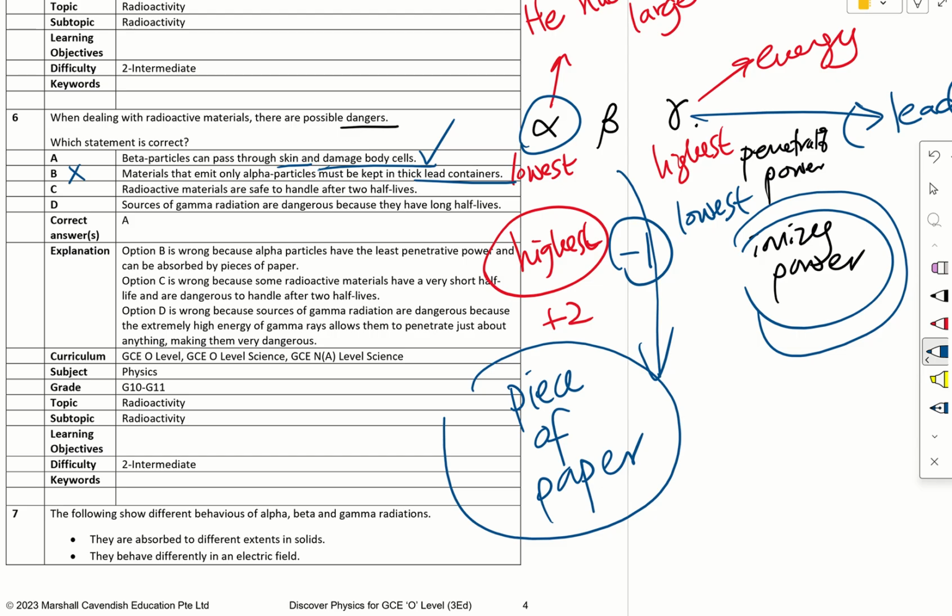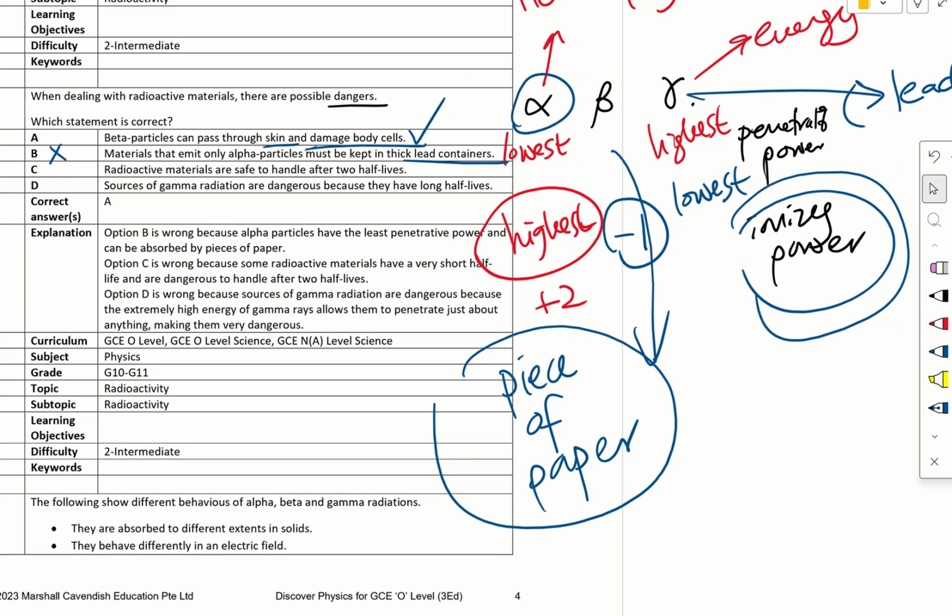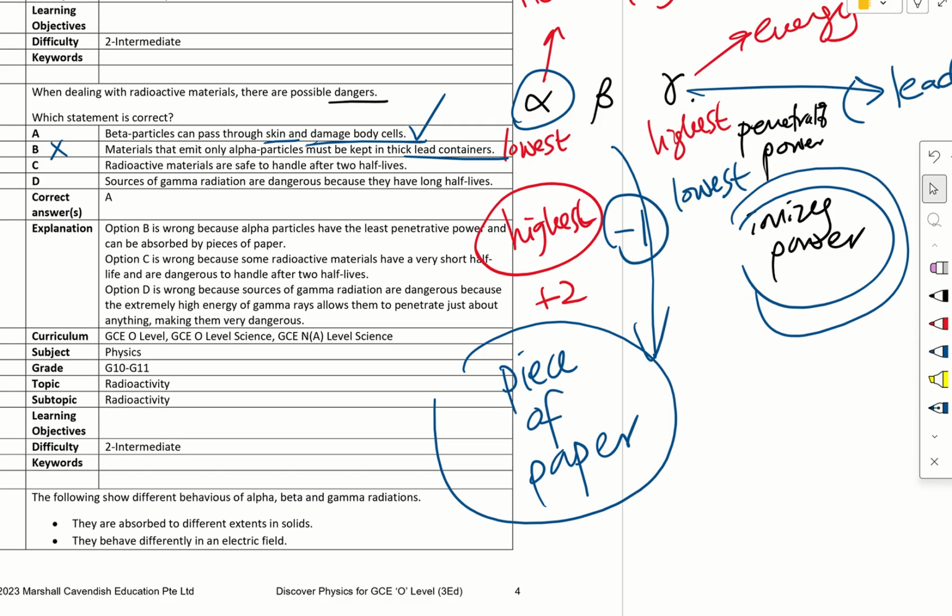How about C? Radioactive materials are safe to handle after 2 half-lives. That is not correct, right? Because after 2 half-lives, the number of counts may still be very high. Then D, sources of gamma radiations are dangerous because they have long half-life. Not necessarily. They are dangerous because of their penetrating power. They have the highest penetrating power.